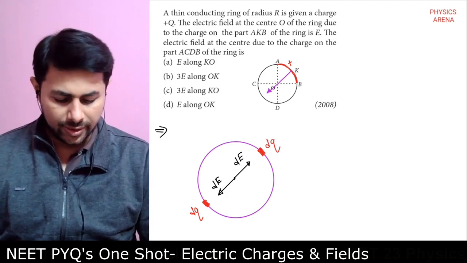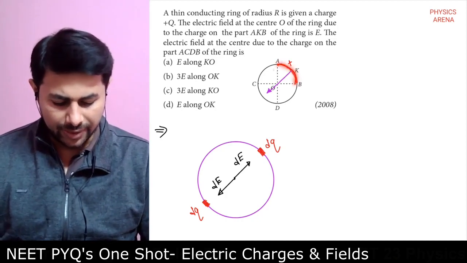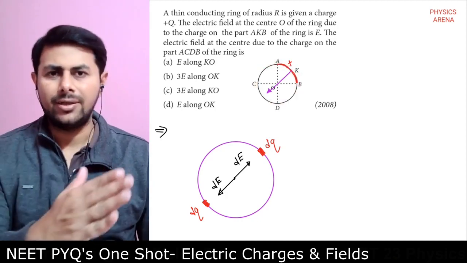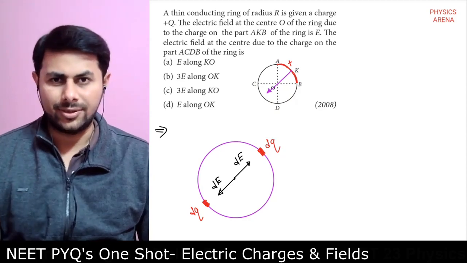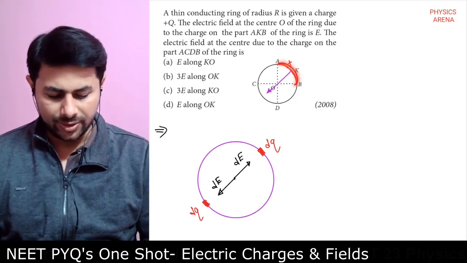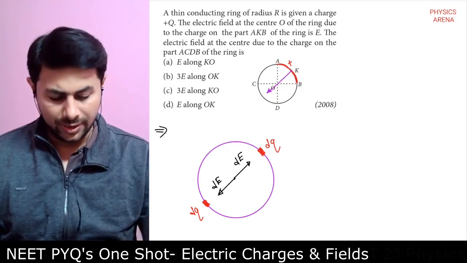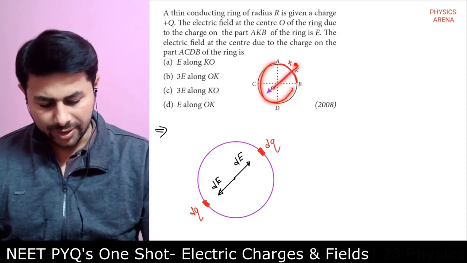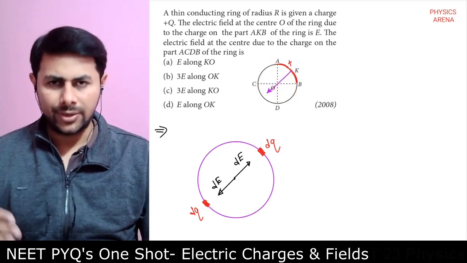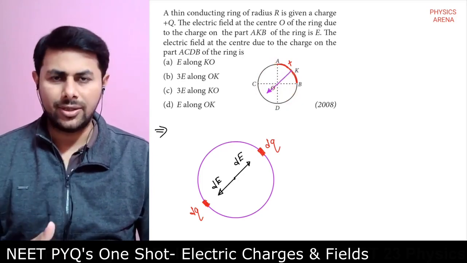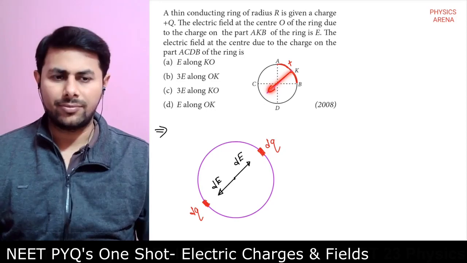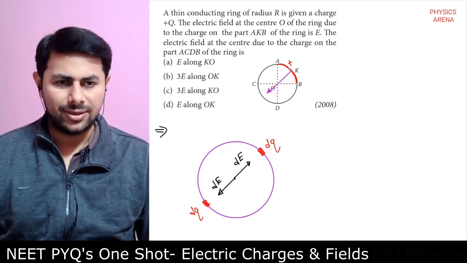So the electric field due to this part and the electric field due to the remaining part should cancel out each other. The electric field due to this part is directed from K to O. It has magnitude E. The electric field due to the remaining part must have magnitude equal to E, and it would cancel out the electric field due to this part. Okay, so it's correct, right?